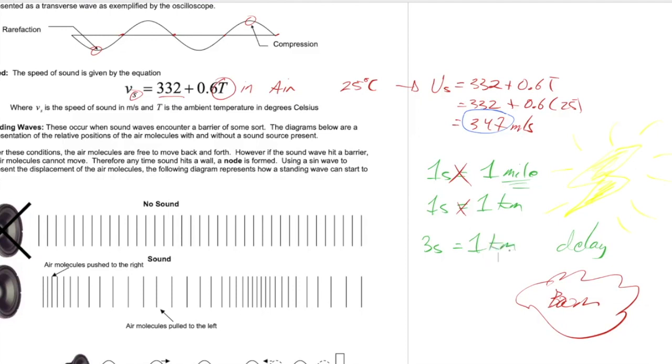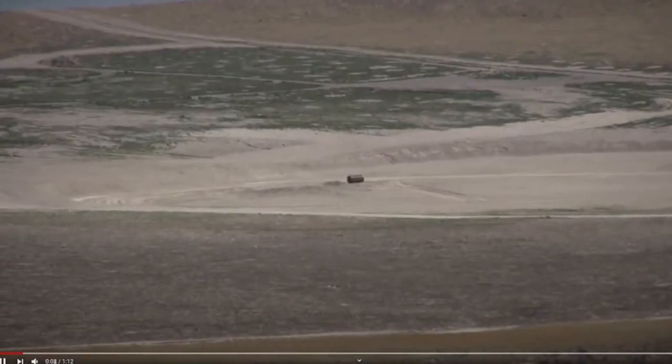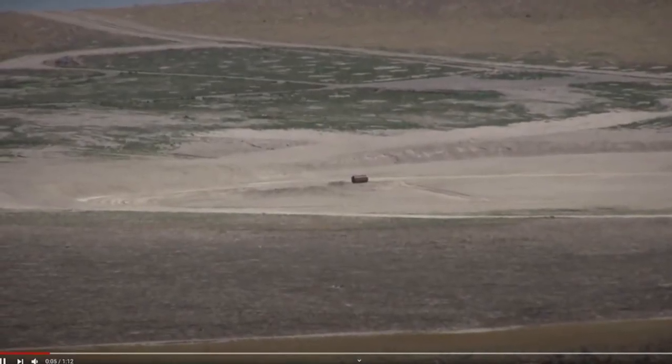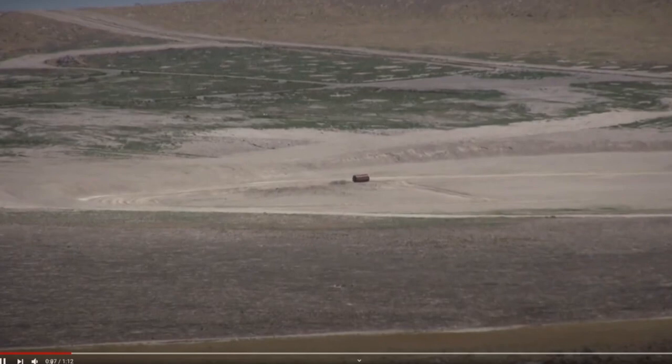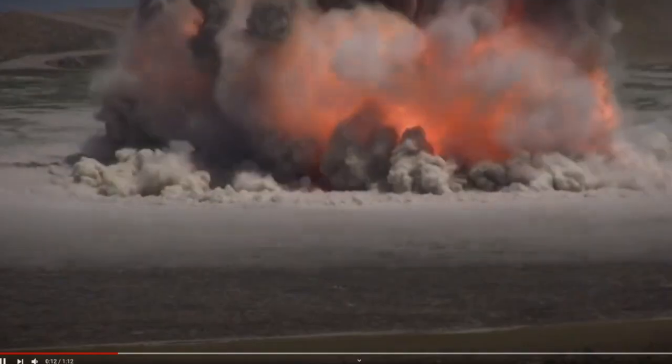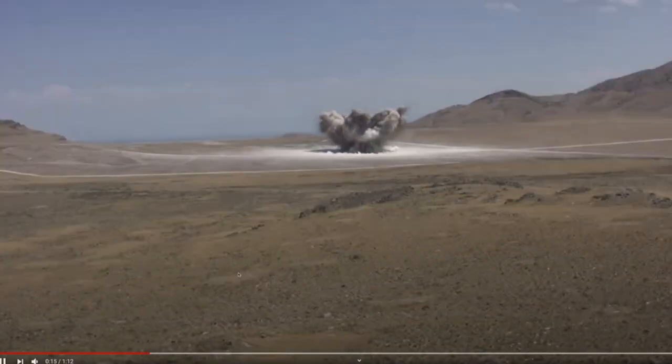All right, so let's put that into practice here. Thanks to good old YouTube, we have a pretty cool video of a shockwave from an explosion. I want you to focus down here, and hopefully you'll be able to hear the sound of the explosion, but you'll be able to see the shockwave. So now you can see the shockwave moving across.